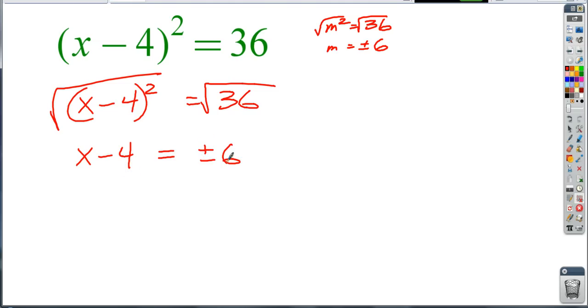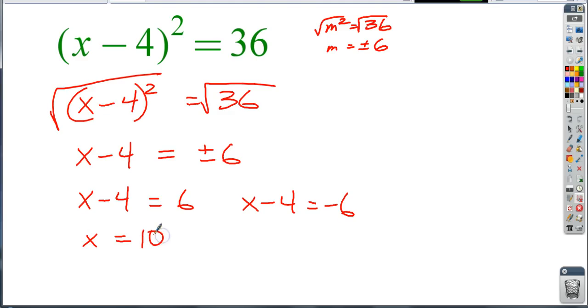Okay, now this is where it gets a little confusing. So what I'm looking for is, when does x minus 4 equal positive 6? And when does x minus 4 equal negative 6? Okay, well, let's do this. We'll add 4 to both sides, so I get 10. And I'll add 4 to both sides, and I get negative 2. And those are my two answers. If you graph it, they would cross the x-axis at 10 and also at negative 2.